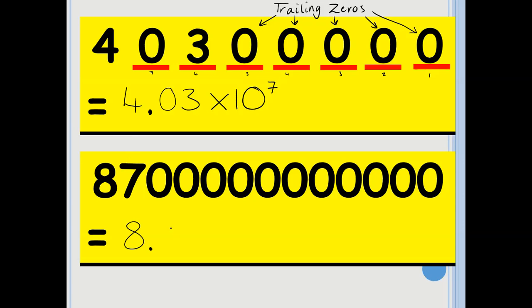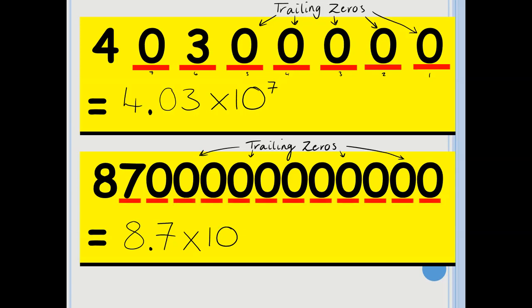My 7 has to be kept in, and then after the 7, we have got all of these trailing zeros. So I'll lose them. I don't need to write them again. I need to change it to scientific notation. So I know that I'm going to do times 10. I need a power in there. I need to know what my jumps are going to be.